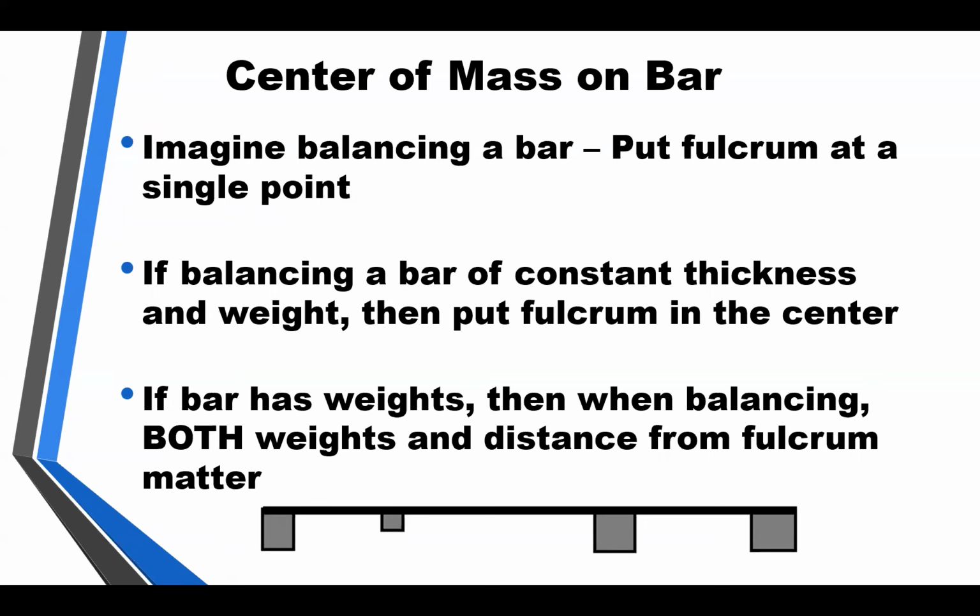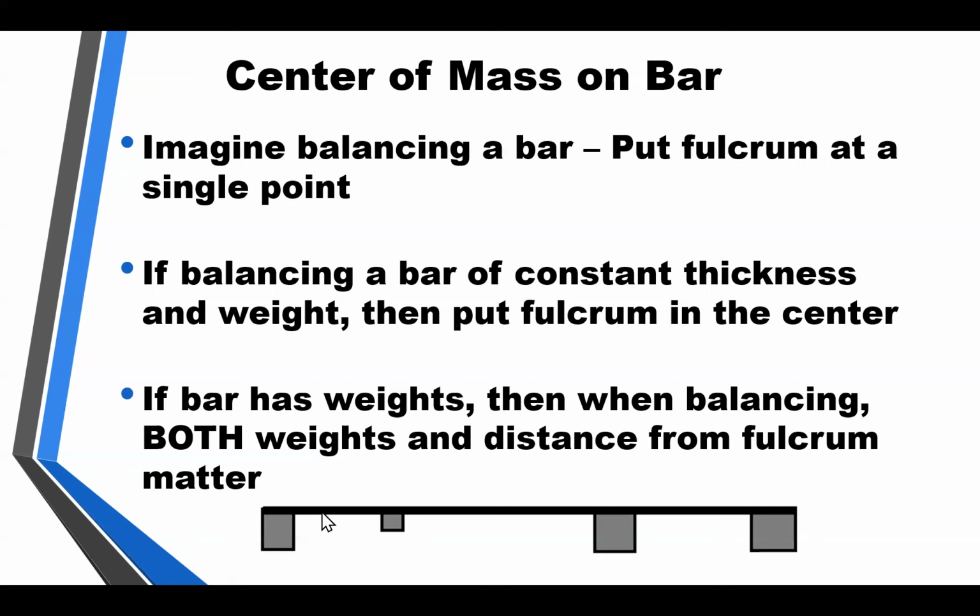So imagine I want to balance a bar. We're going to put a fulcrum at a single point, and the bar should balance left and right. Now, if that bar is a constant weight and constant thickness, then putting the fulcrum at the very center of the bar should center the bar. We're going to assume that, again, there's no wind or any other types of forces affecting the bar other than its weight.